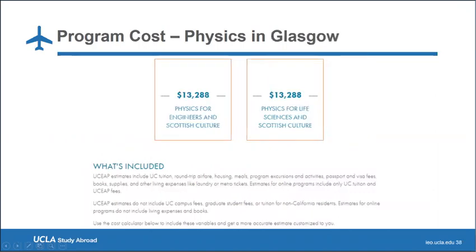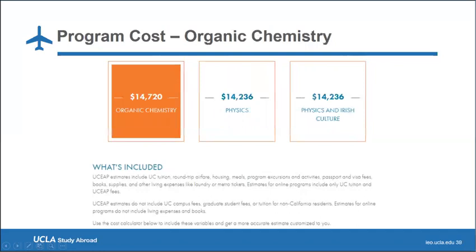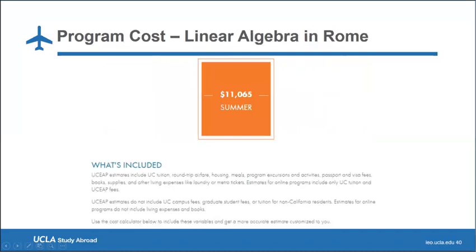We have our Physics in Glasgow program. Both the life science and the physical science tracks total $13,288. Our Organic Chemistry program totals $14,720. And lastly, we have our Linear Algebra in Rome program, which totals $11,065.